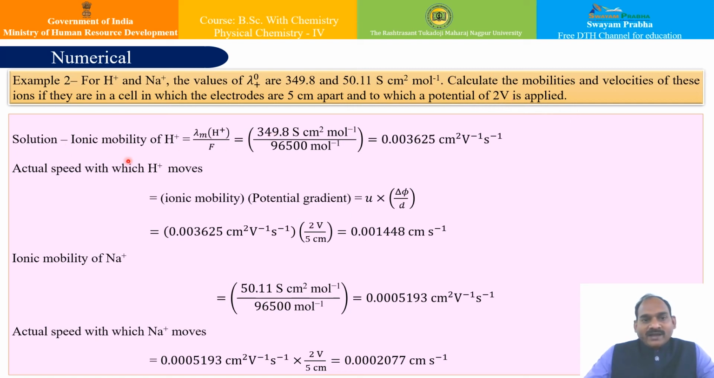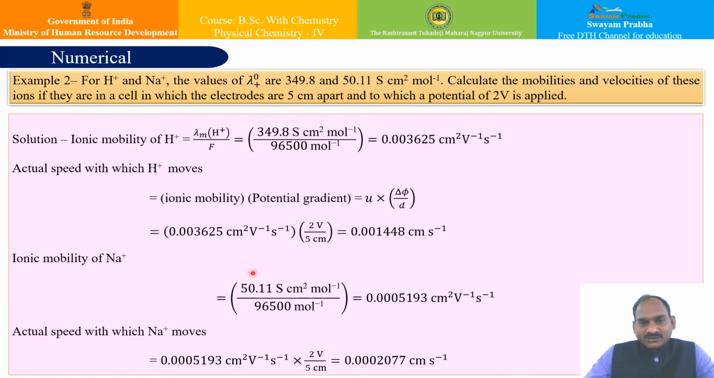So my ionic mobility of hydrogen ion is lambda m of hydrogen ion upon Faraday. If I substitute, I get this centimeter square per volt per second. And actual speed with which hydrogen ion moves is ionic mobility into potential gradient, which is delta phi upon d, so 2 upon 5 volt per centimeter. So it gives me 0.001448 centimeter per second.